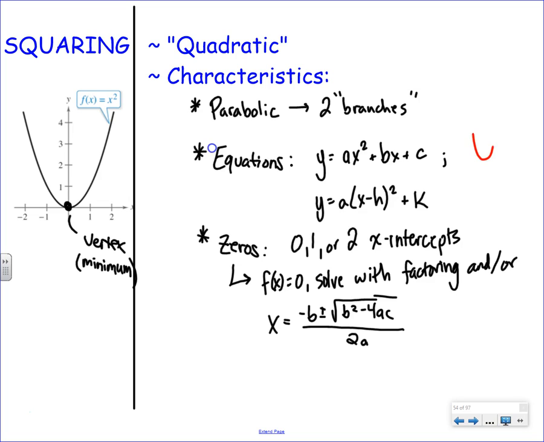I'm coming back to what you said. It's going to be concave up when a is positive, right? It's going to be concave down, meaning the parabola, when a is negative. My question to you, after writing those two down, what's going to happen if a equals 0?